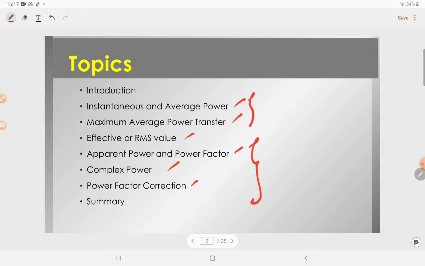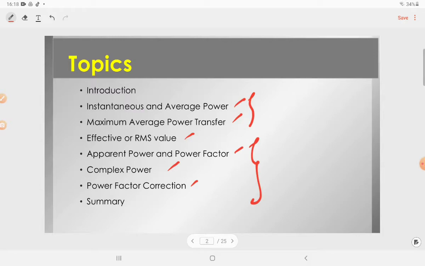Because this part is actually already covered exactly the same in Electric Circuit 1. So therefore we will not go for any calculation on this part. What I want you to know is to do some revision on what is instantaneous and average power, what is maximum average power transfer, and also effective or RMS value.